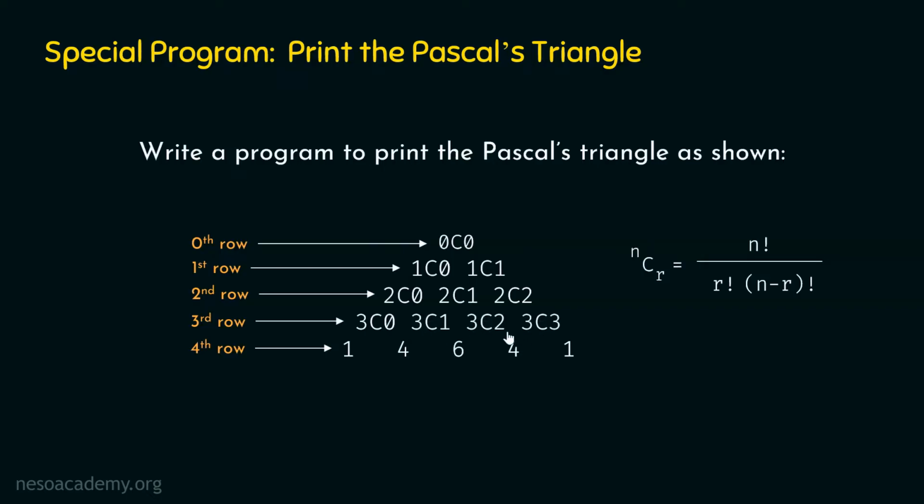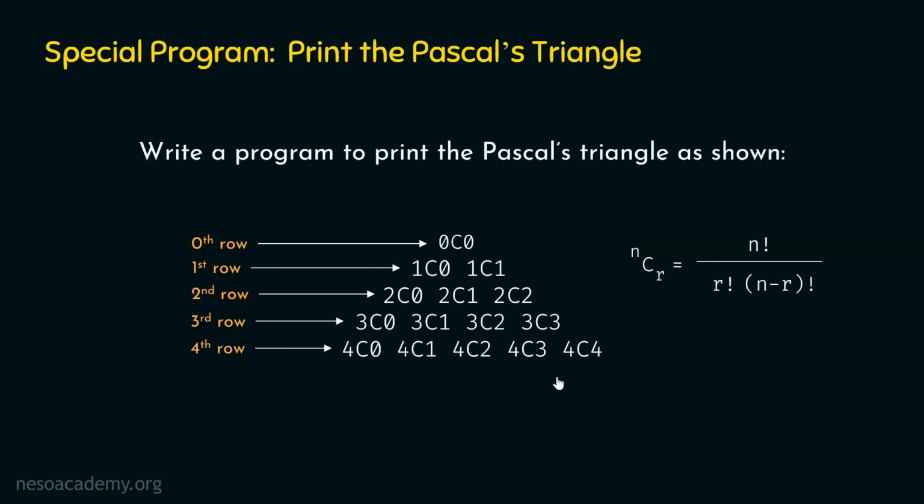We will obtain the respective values properly here. We can replace this value by 4C0, this value by 4C1, this value by 4C2, this value by 4C3, and this value by 4C4. In this way, we can obtain this Pascal's triangle and any size Pascal's triangle.